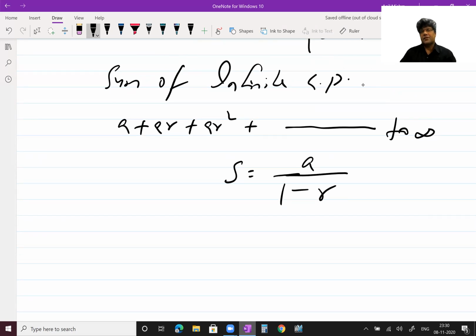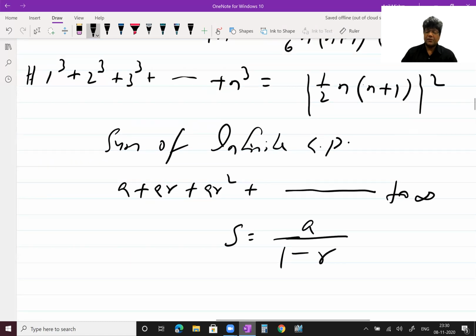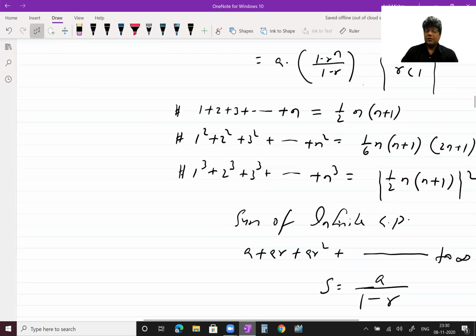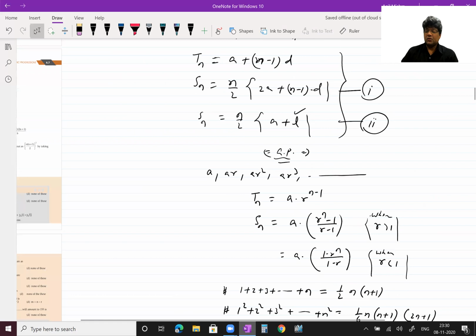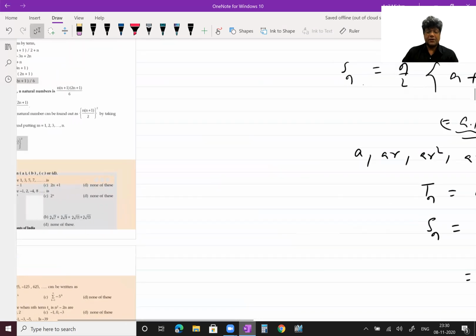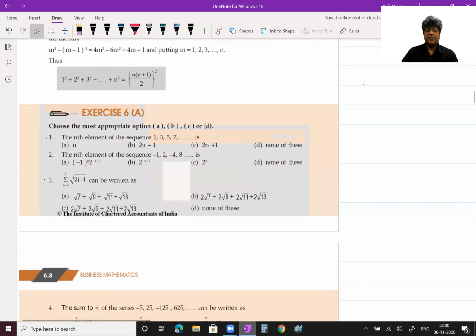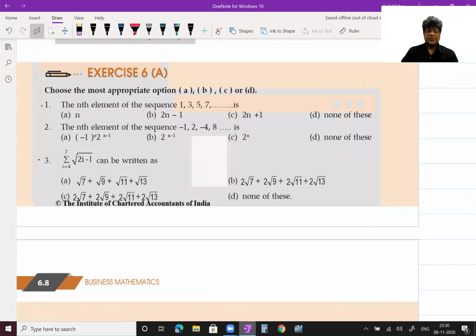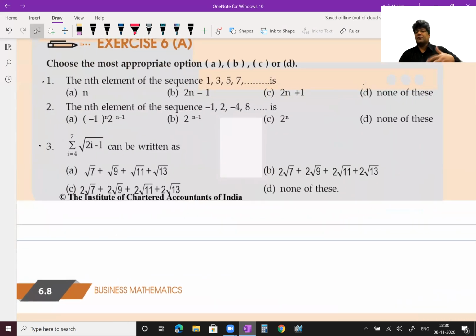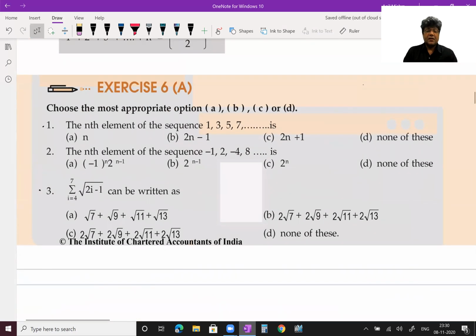Not many formulas, guys, but the questions are too many. A lot of questions we have done from the additional question bank, and a lot of questions are given also. Mostly all types of questions we have done in class videos. Here I will discuss some questions just to revise, so that those formulas come back to your mind.